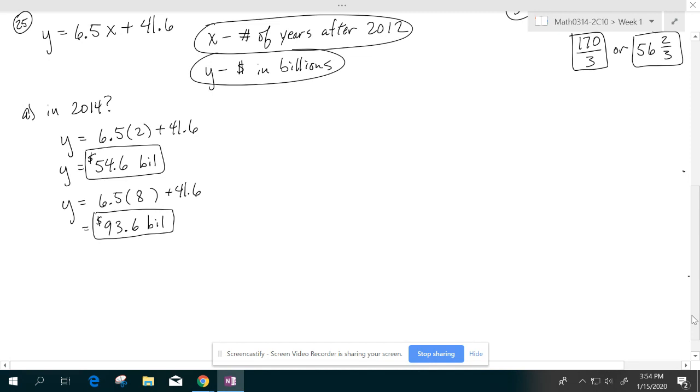Okay. Now we're going to do part B. And B stands for backwards. We're going to do it backwards. Part B says, in what year will the spending reach 75 billion? In what year did they spend $75 billion? And so now if I look at my formula, where does the 75 go? In for Y, and I'm going to calculate X.